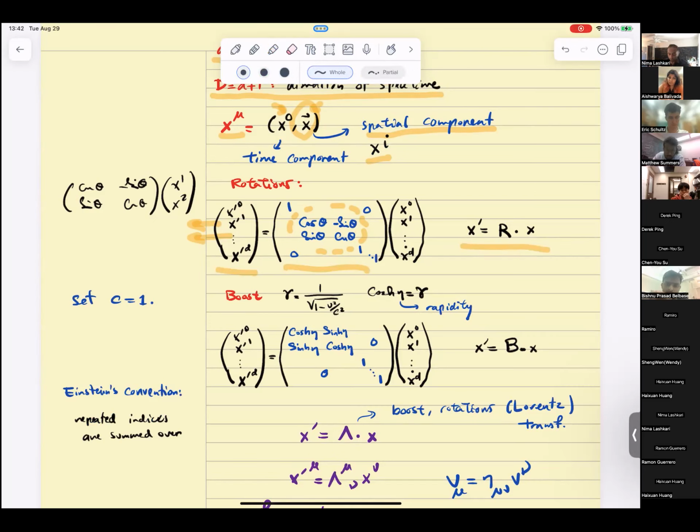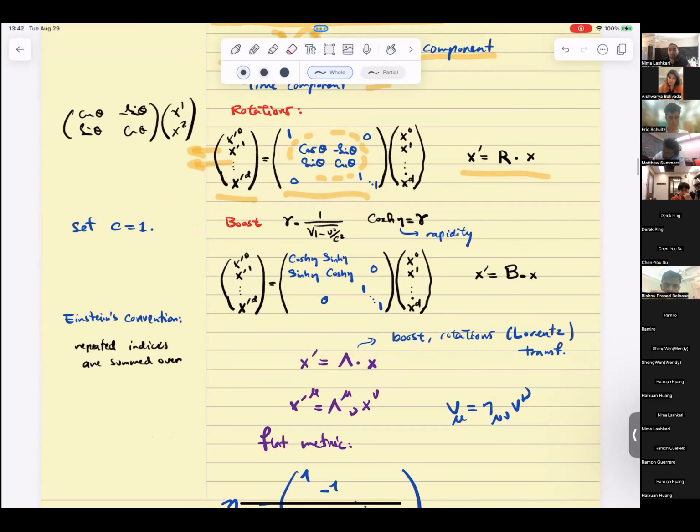These are rotations. Now, boosts are very similar to rotations, and I'll try to explain why. Oh, sorry, actually, one more thing. The rotations in D dimensions form a group. Does anyone know what the group is?